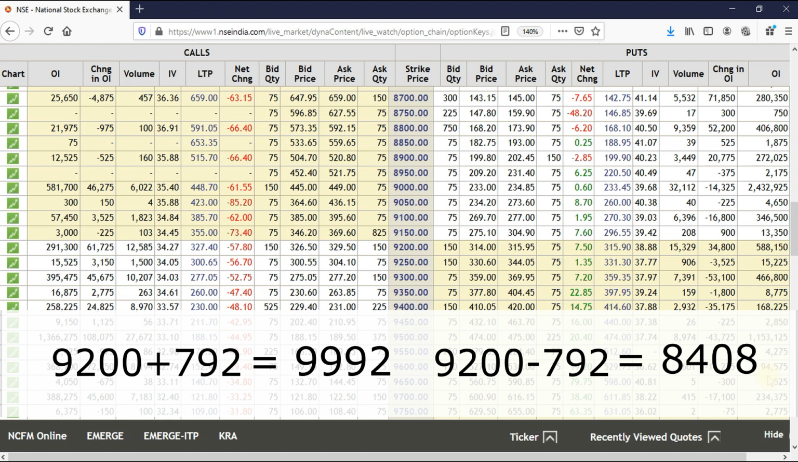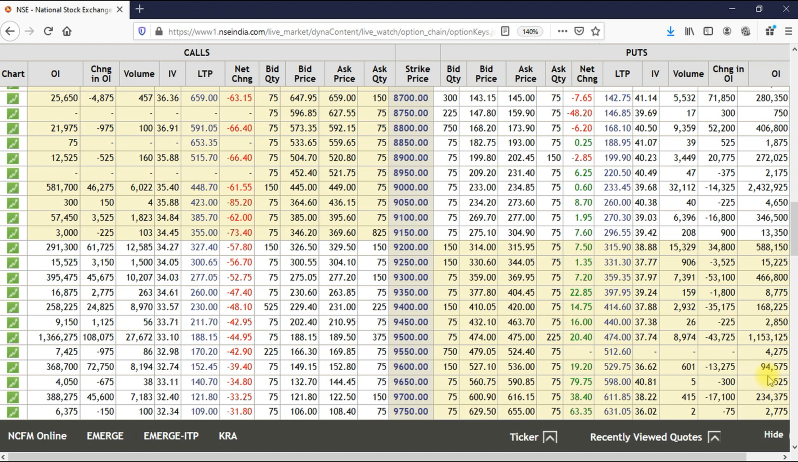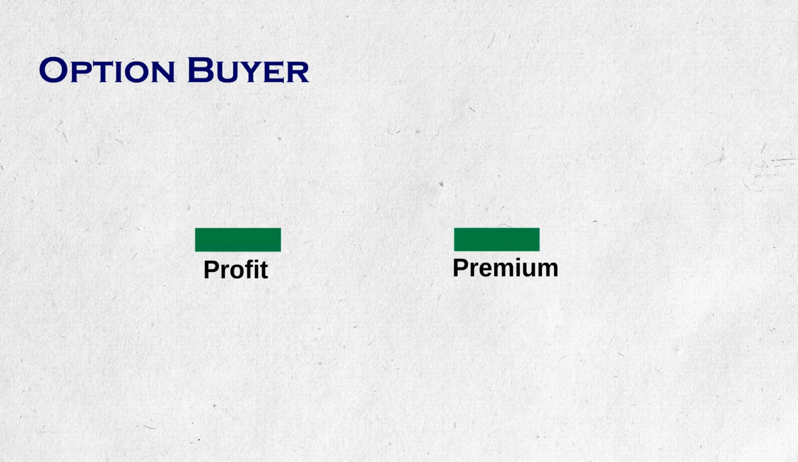Next use. We can also use this IV to select the strike prices of options. How? Considering the speculator's point of view, tell me again, when do option buyers profit? When the current price, that is the premium, moves more than the premium at which he bought the contract.